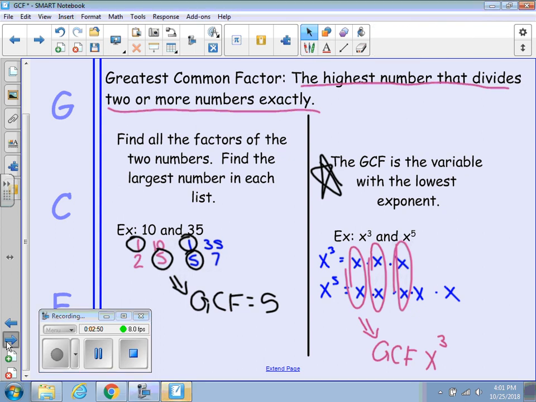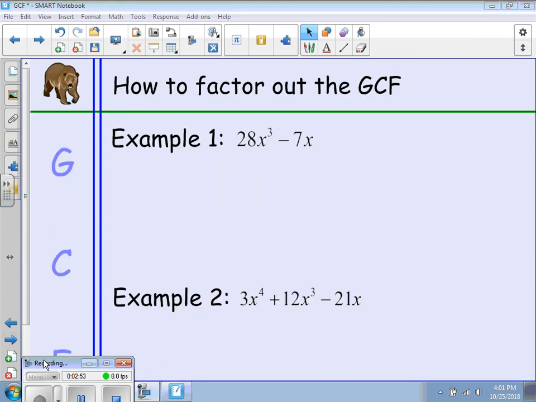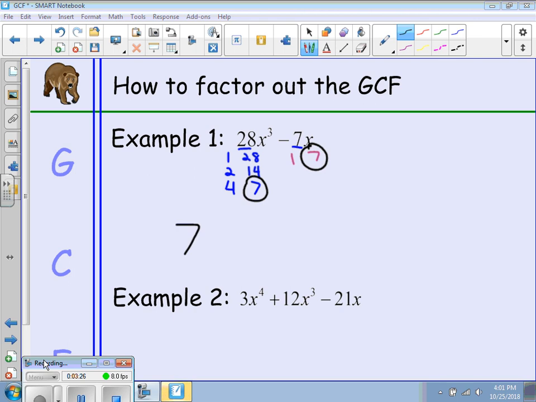Now let's put it together. Here's our first example. We've got 28x cubed minus 7x. I like to look at the coefficients first. I've got 28 and I've got 7. The factors of 28 are 1 and 28, 2 and 14. 3 does not go in, but 4 does and 7 does. 5, 6, oh, we're back to 7, so we stop. With 7, we've got 1 and 7. So our GCF of our numbers is definitely going to be 7. So we know that our 7 is going to come out.